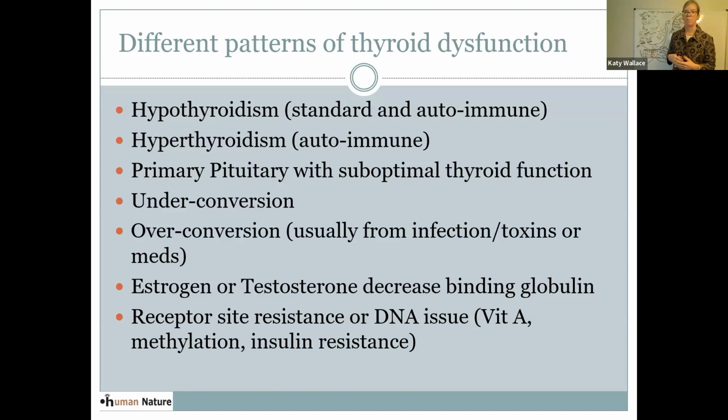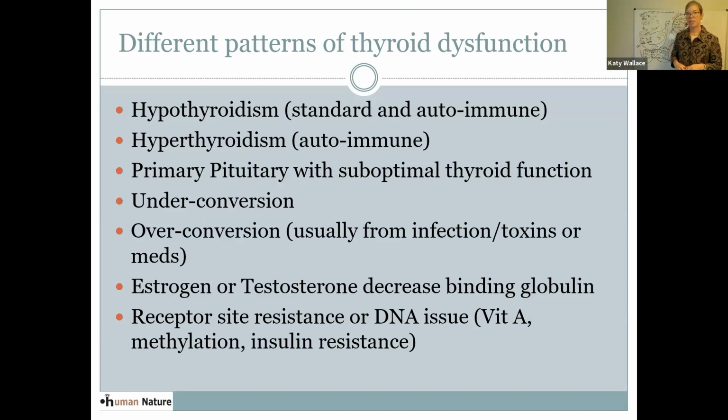Another pattern is primary pituitary with suboptimal thyroid function. This is what I was talking about just a minute ago, where I said that sometimes the HPA axis is so exhausted because of chronic stress that then the thyroid is not functioning well. But it's really a pituitary and HPA axis problem rather than a thyroid hormone problem. And this is where the TSH will look low, but the thyroid hormone won't be high.